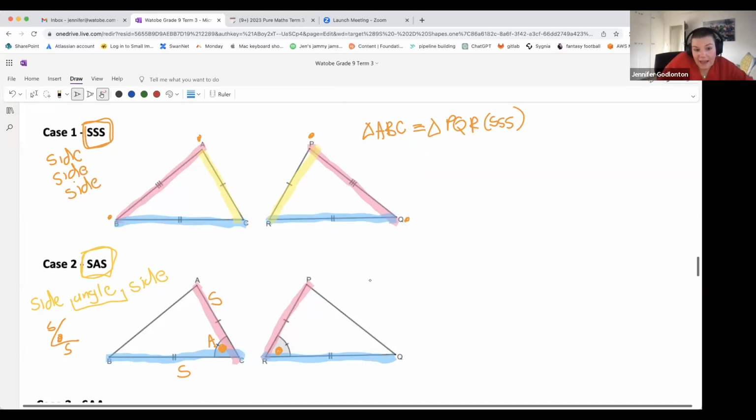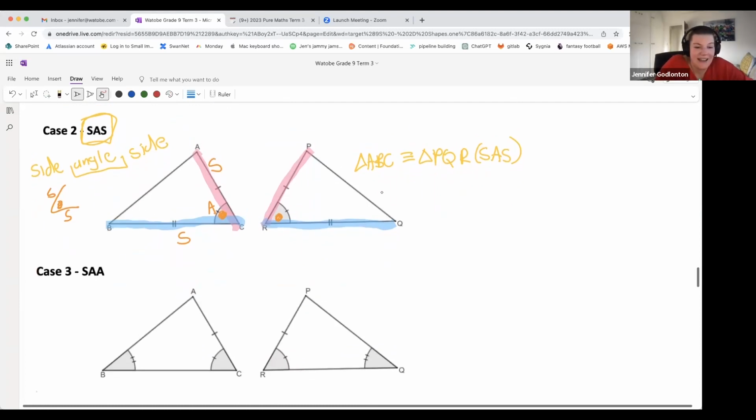And again, if we wanted to talk about the congruency in this one, we could say triangle ABC is congruent to triangle PQR, and now our reason would be SAS. Before I move on to our 3rd reason, does anyone have any questions up till this point?